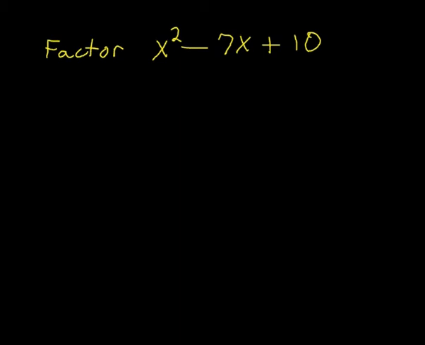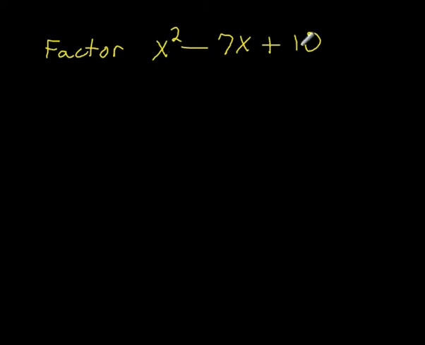In this case, I'm asked to factor the trinomial x squared minus 7x plus 10. Well, just like with the binomials, we always look first to see if we have a common factor, but in this case, I do not. The next thing we should look to see is if the coefficient of the squared term is 1.